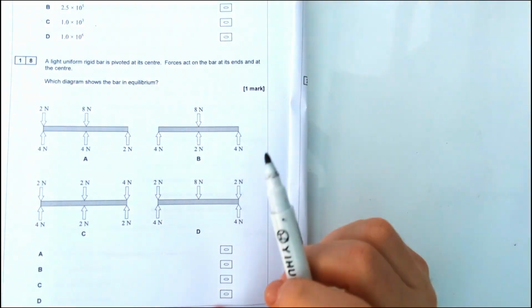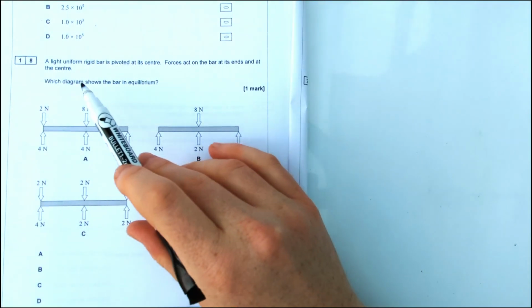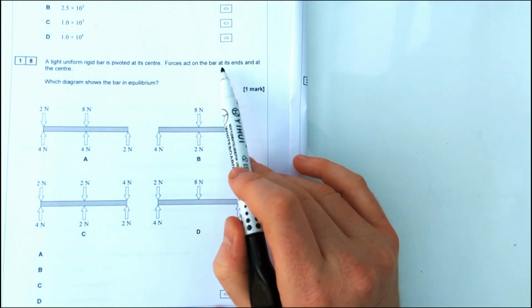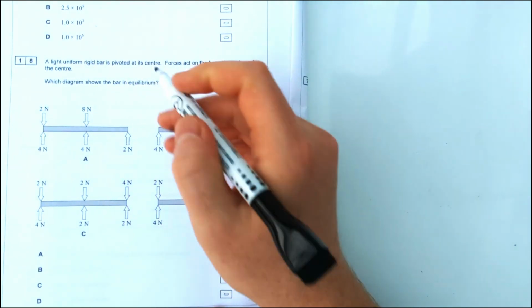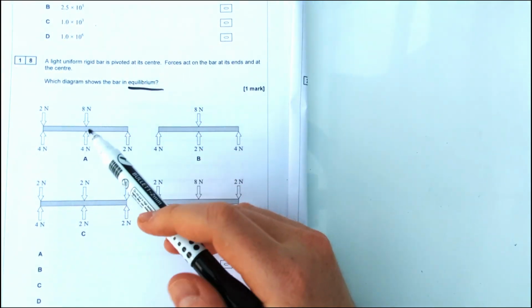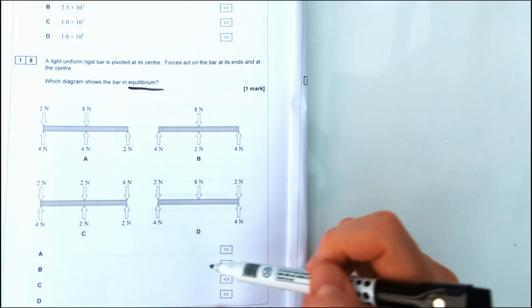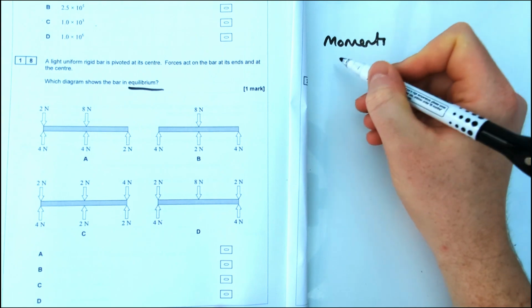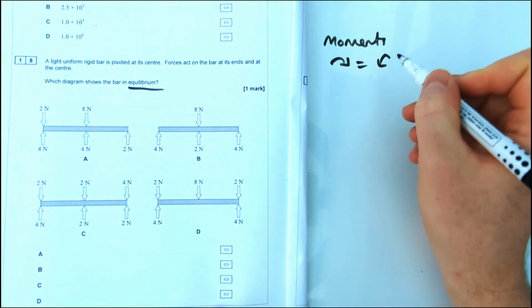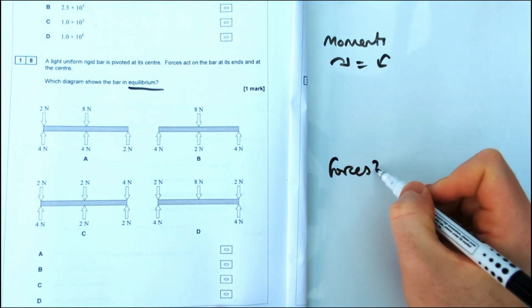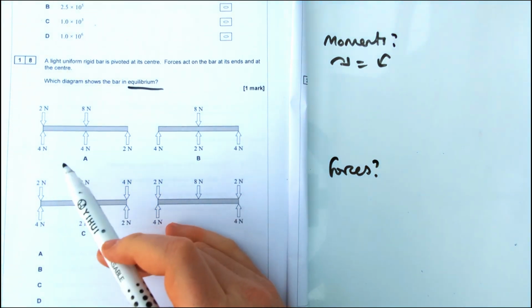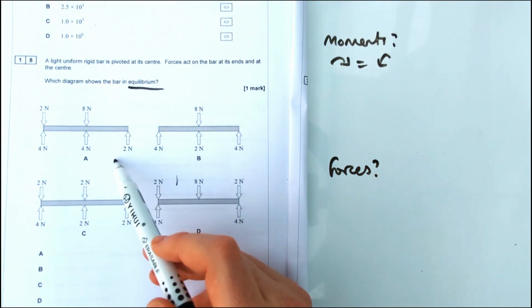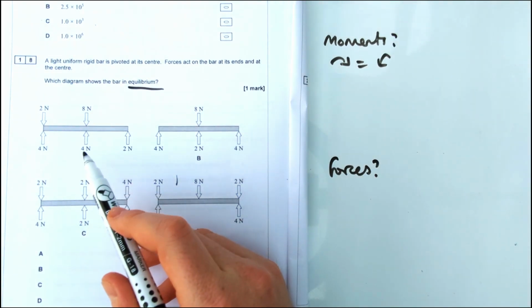We're in a fairly similar situation with this next question, and we've got another uniform rigid bar, no value given about its length, forces acting on it, and which letter shows the bar in equilibrium. So we've got to look at moments, and we've got to look at forces to see if that is the case. So let's have a look at each one in turn, and then go from there. Now, the most obvious point would be to look at forces, I would say, because I think it's just easier to add the forces up.